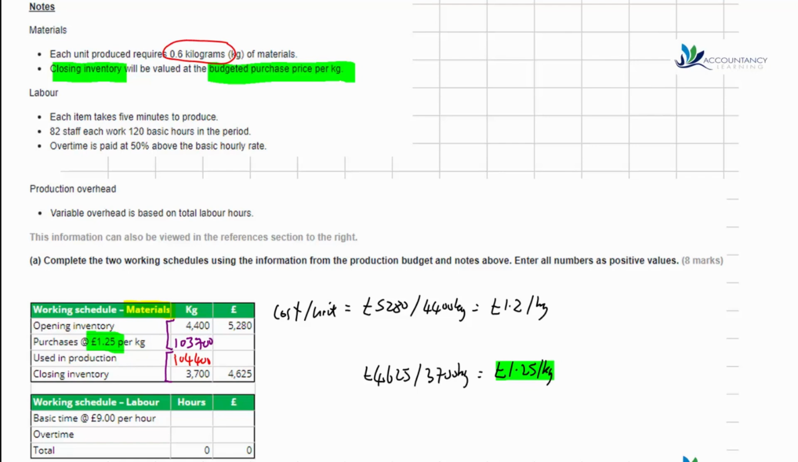Now we're told that each of these was purchased at £1.25, so we can multiply that by the £1.25, and that gives us our cost of 129,625.